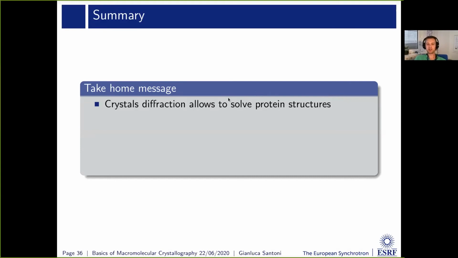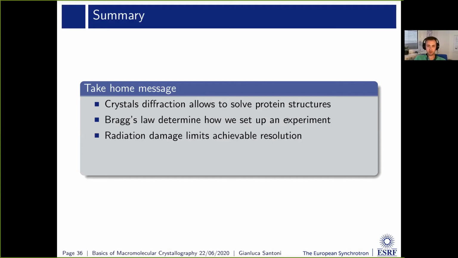First and foremost, crystal diffraction allows us to solve protein structure at the atomic level. Why this? Because the Bragg law determines both how we set up an experiment, but also how much we can observe from our crystal. The most important thing to remember is that proteins are radiation sensitive, that radiation damage limits the achievable resolution, and crystals are precious and you have to take good care of them.